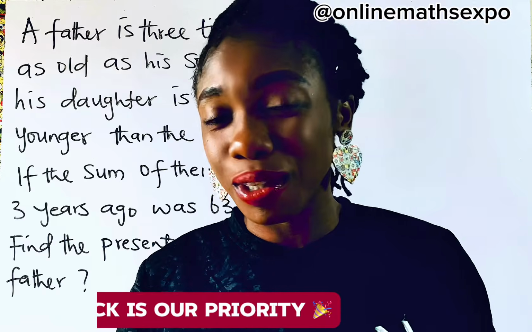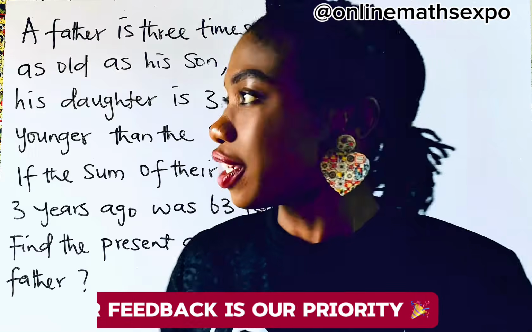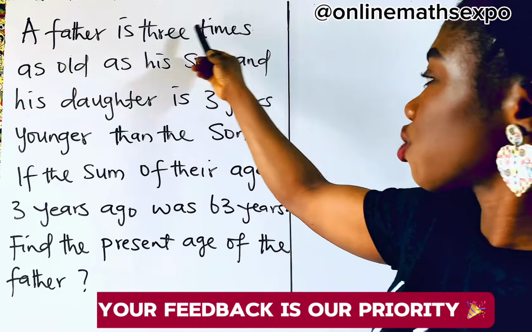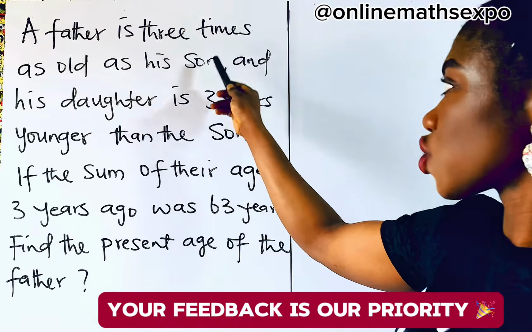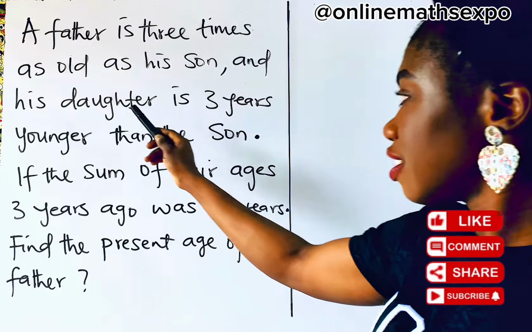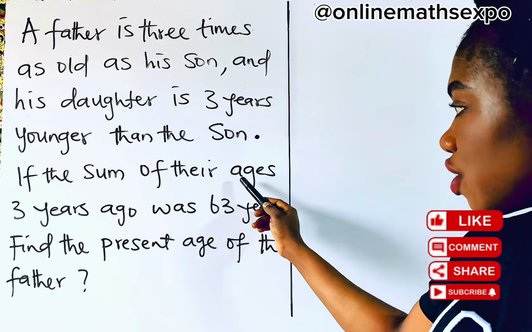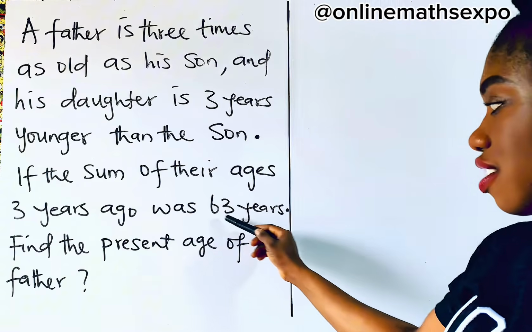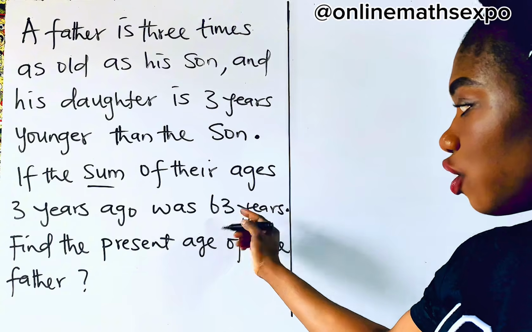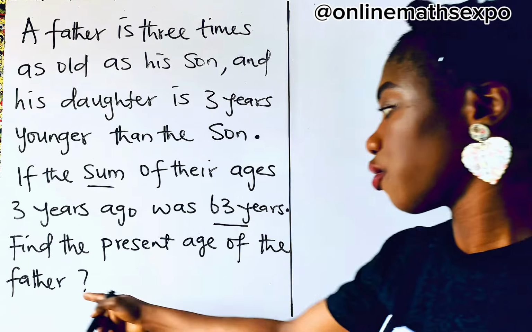You're going to learn a lot because what we have today is somehow different from what we've been doing before. Now, let's read the question together. We are told a father is 3 times as old as his son, and his daughter is 3 years younger than the son. If the sum of their ages 3 years ago was 63. Then we are asked to find the present age of the father.